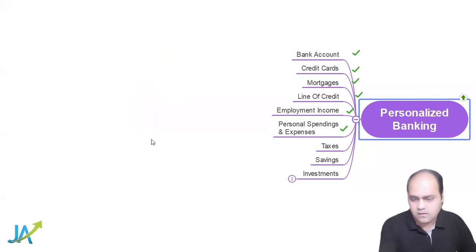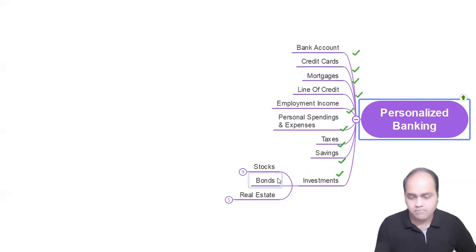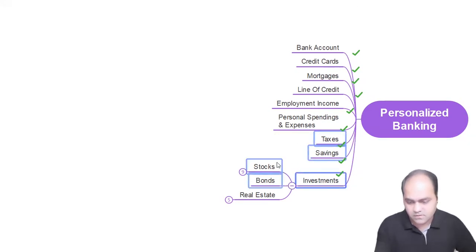Now let's talk next about taxes, saving and investment together. We'll talk about these three categories together: taxes, saving and setup.